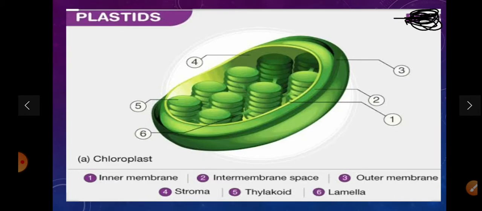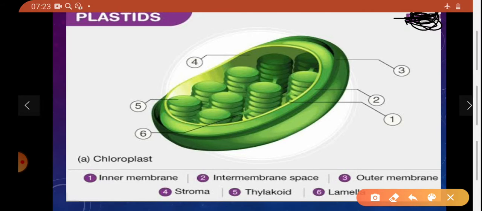This is the diagram of plastids, that you can see. A is the chloroplast, one is inner membrane, second is intermembrane space, third is outer membrane, fourth is stroma, fifth is thylakoid, and sixth is lamella.